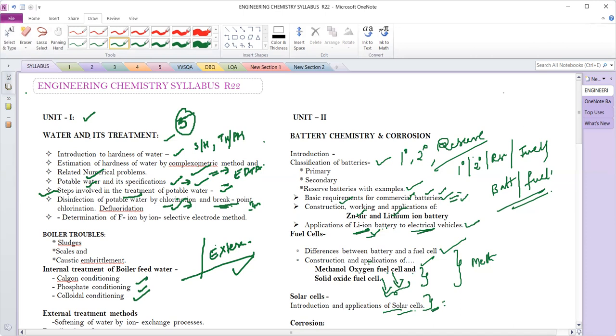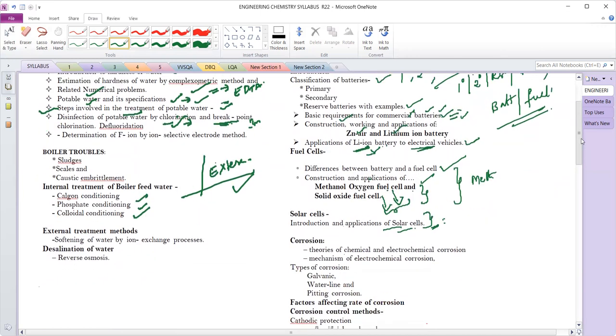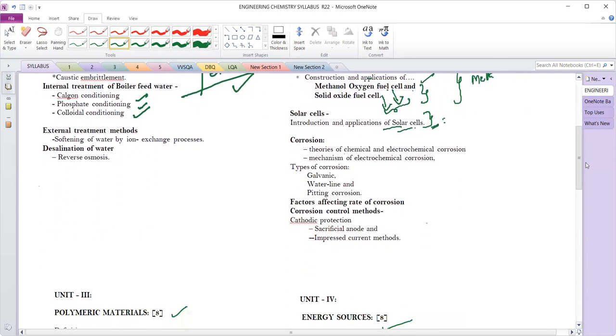So next, another topic, what is it? Corrosion. In this corrosion topic, you can see the theories of chemical corrosion and electrochemical corrosion. Chemical corrosion is nothing but the dry corrosion theory, and electrochemical corrosion is nothing but the wet corrosion theory, right? So these theories are also important. Next one is the mechanism of electrochemical corrosion. How this electrochemical corrosion happens is also discussed here.